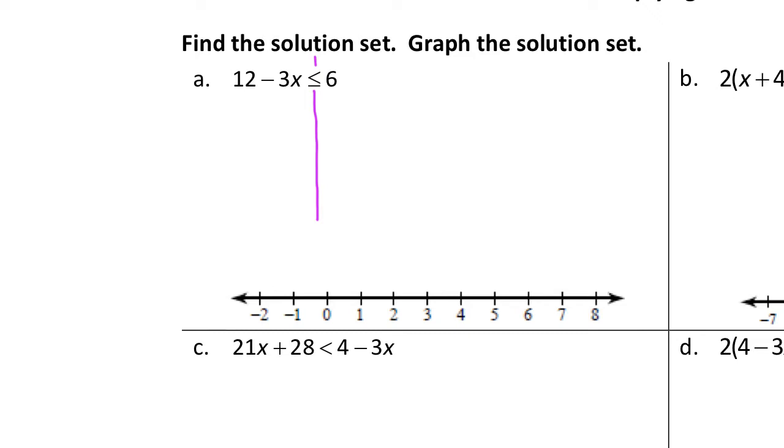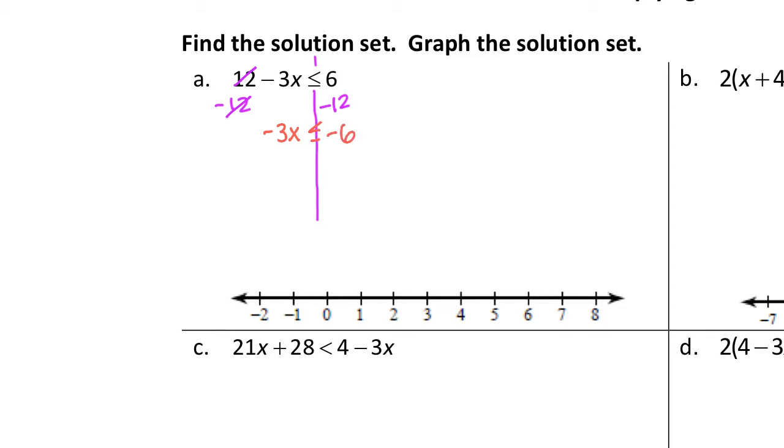Let's think about what's going on here. We can see that the 12 is subtracting the 3x from the 12. So we're going to start by adding the opposite of 12, which would be the same as subtracting the 12. Be careful. A common mistake here is people see subtraction, so they'll add the 12 to both sides. It's actually the opposite of 12, which would be a negative 12. If we added the 12 there, we'd get 24, and that wouldn't work out. I'm going to be left with negative 3x is less than or equal to negative 6.